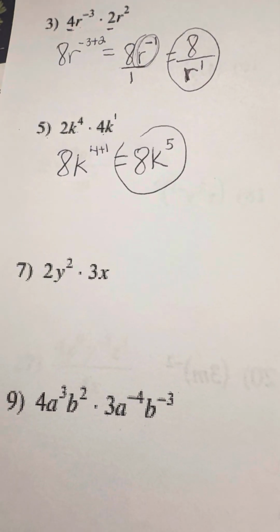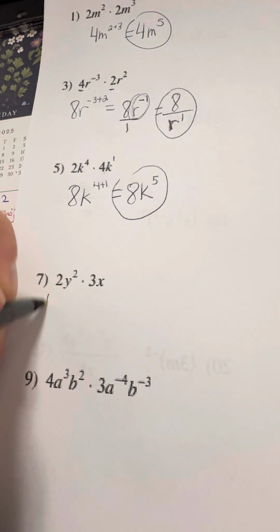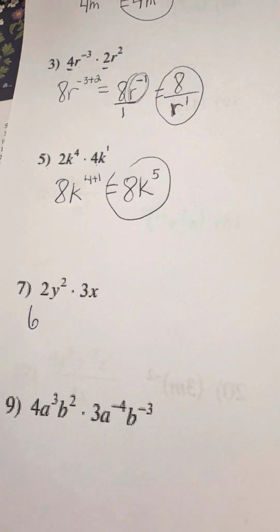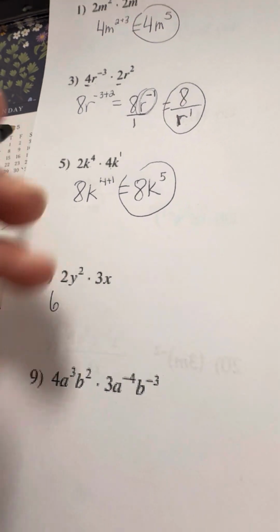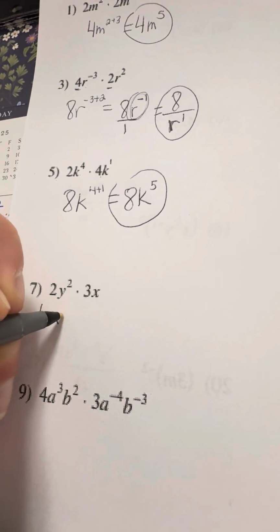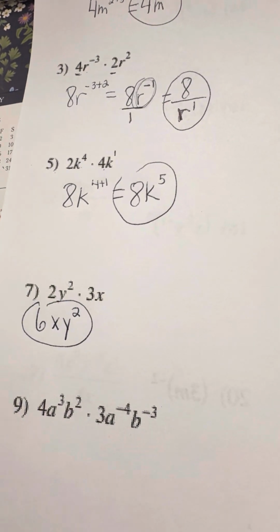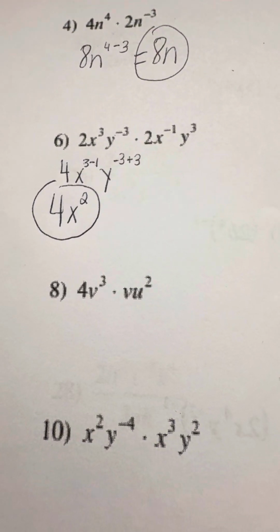Going down here, we're going to do 2 times the 3, which is 6. We can't do anything with the x. We can't do anything with the y because they are kind of all alone the way that they are. We're just going to put the x before the y and leave it just like that.